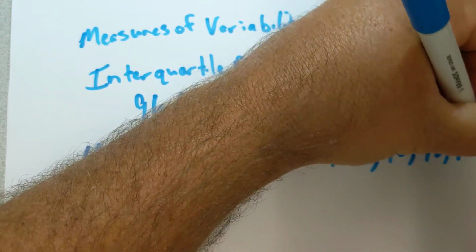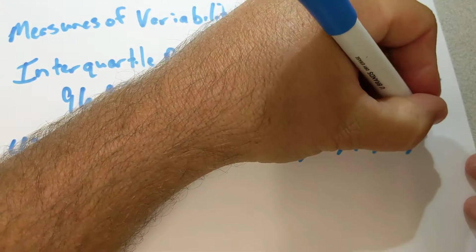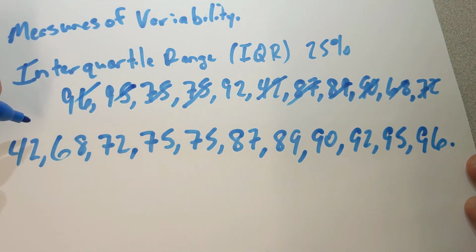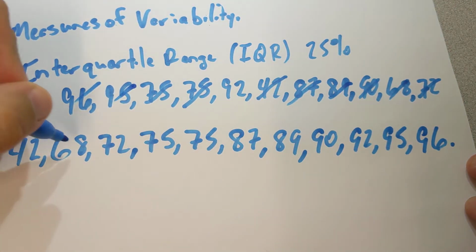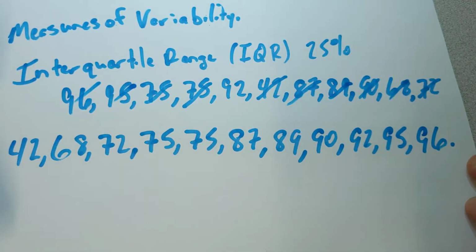92, 95. Let me scoot this over so you can see it. And a 96. Okay. Now, that should have taken care of all of our quiz scores. 1, 2, 3, 4, 5, 6, 7, 8, 9, 10, 11. Okay.